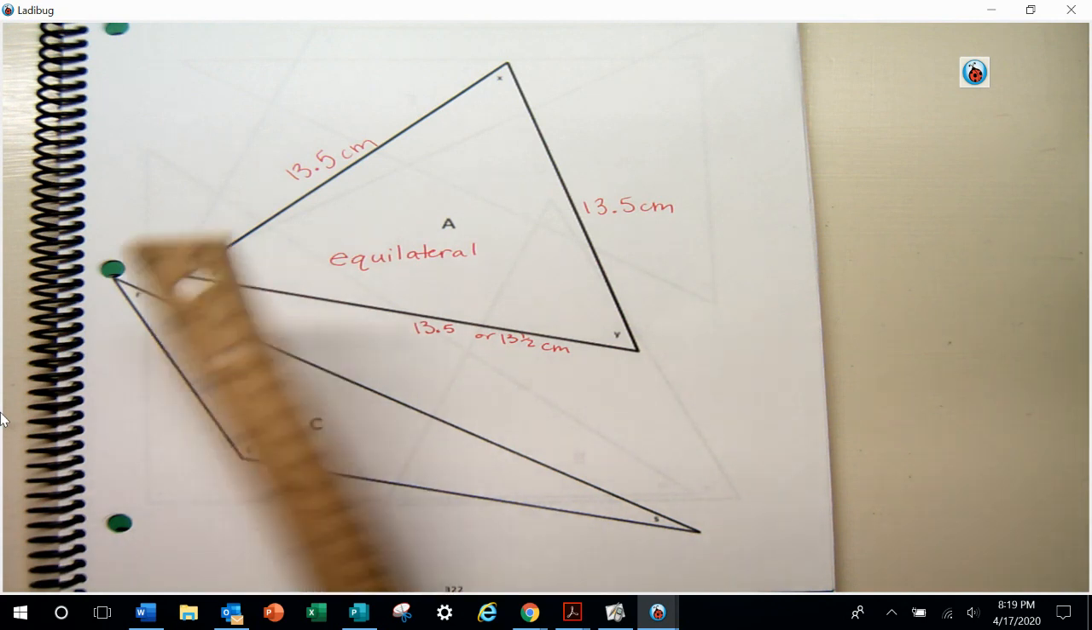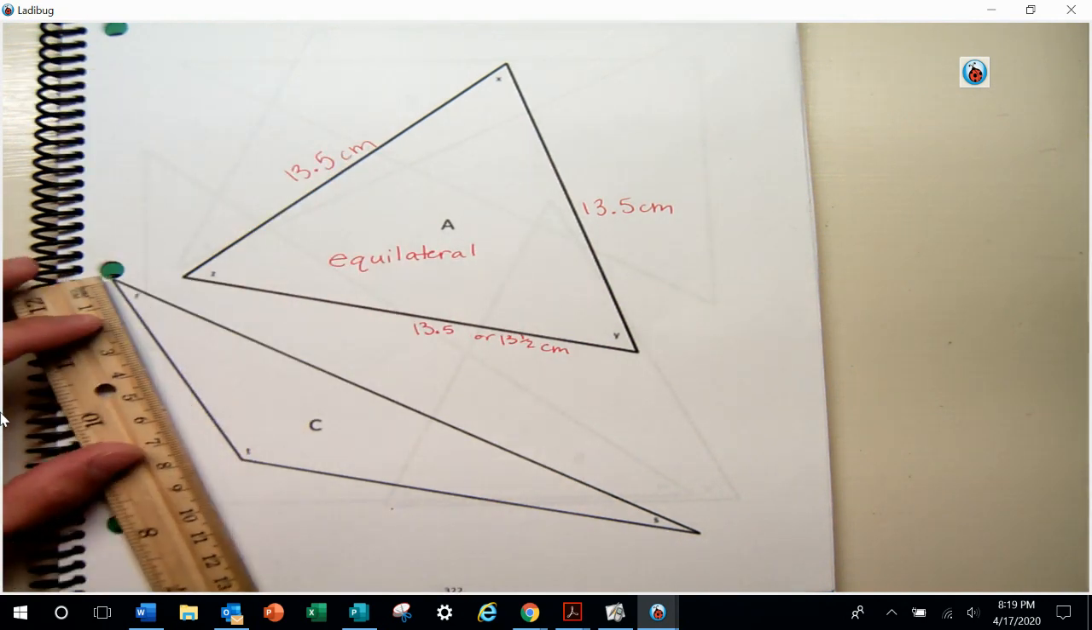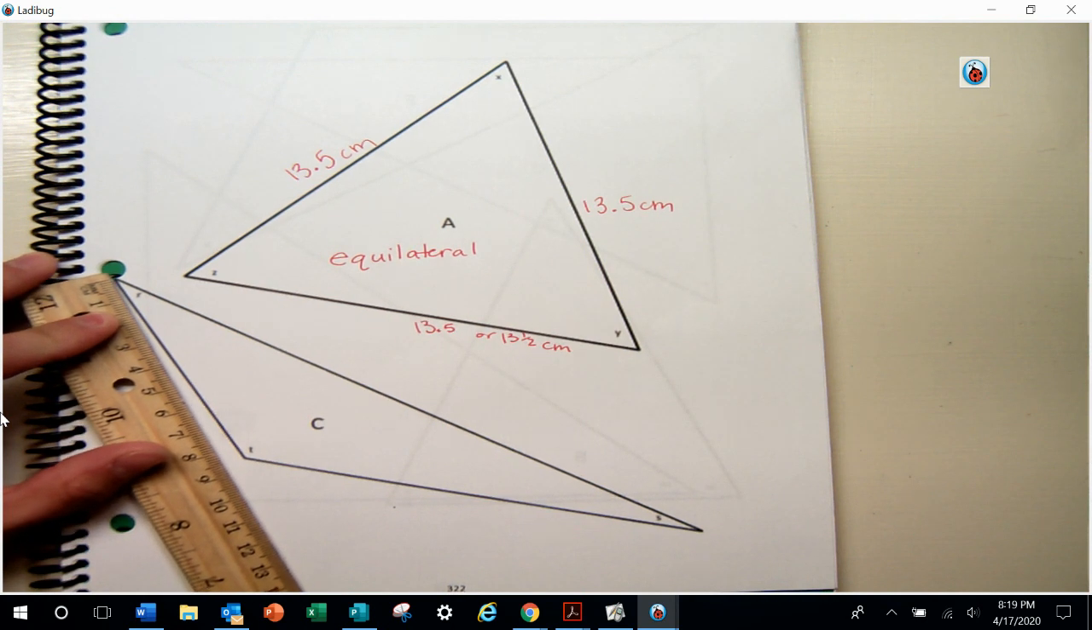Ooh, isn't measuring fun when you get to use tools and stuff? Ooh, tools. Feels so handy.